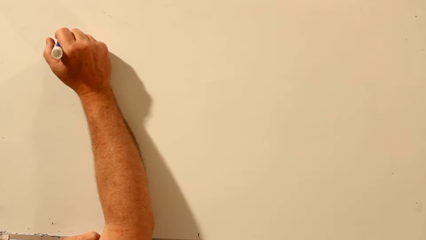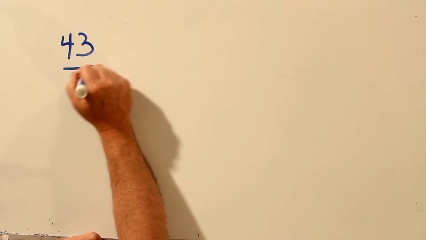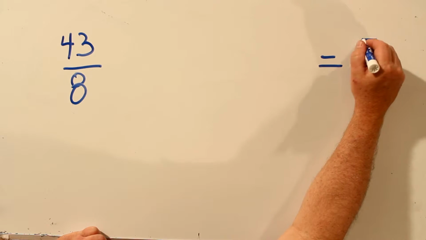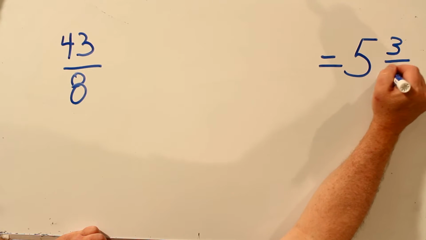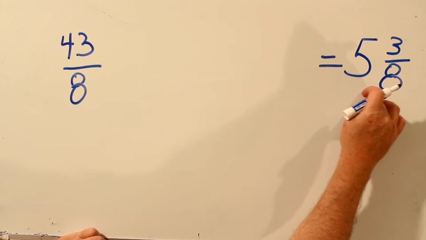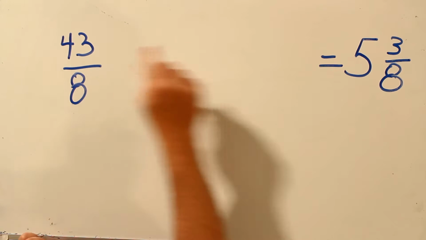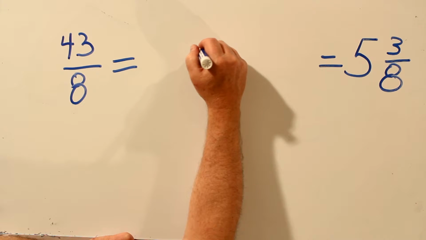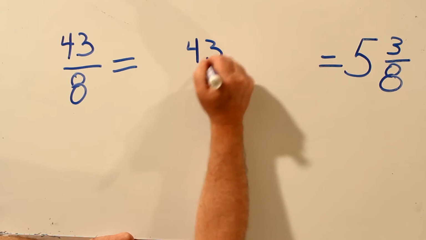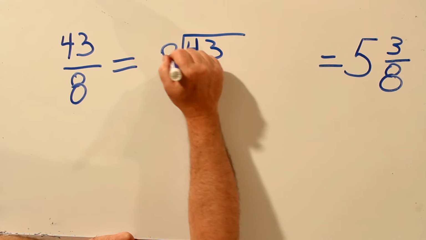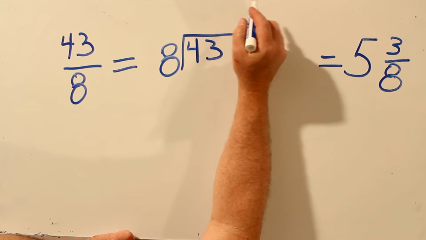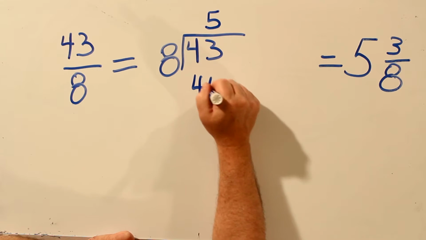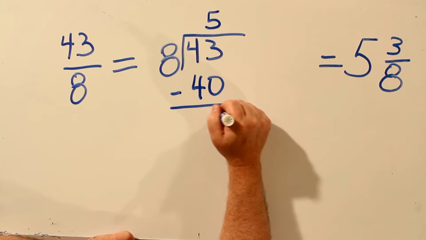Let's start with 43/8 and see how we end up with 5 3/8. So 43/8 is the same as 5 3/8. Let's see how we go from here to here. 43/8 is the same as 43 divided by 8. 8 goes into 43 using long division 5 times. 5 times 8 is 40. Subtract. Remainder 3.